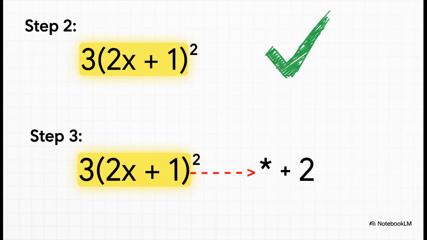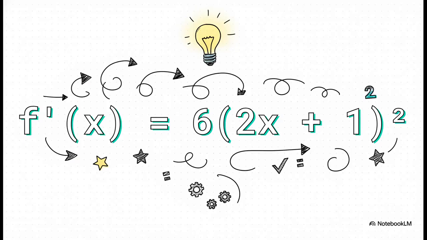Now, for step 3, we need the derivative of the inside. Well, the derivative of 2x plus 1 is 2. So, we multiply our entire expression by 2. And now to get our final answer, we just have to tidy it up. We multiply that 3 at the front by the 2 at the back, which gives us 6. So our final answer is f prime of x equals 6 times (2x plus 1) squared. We did it. We just solved that problem that looked so intimidating at the beginning.